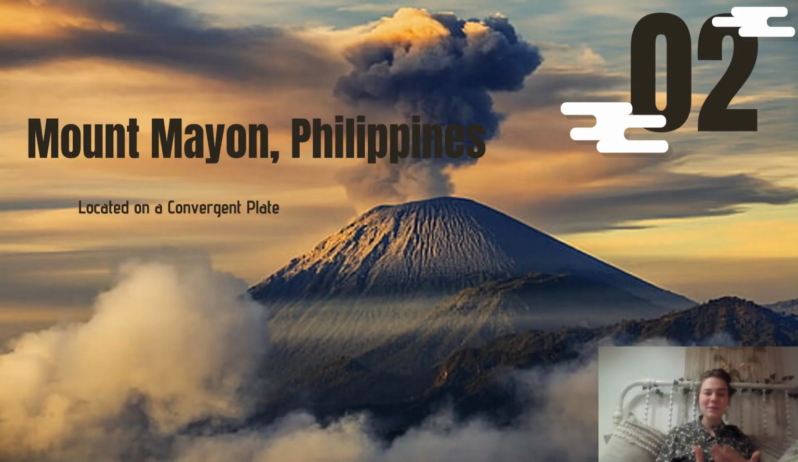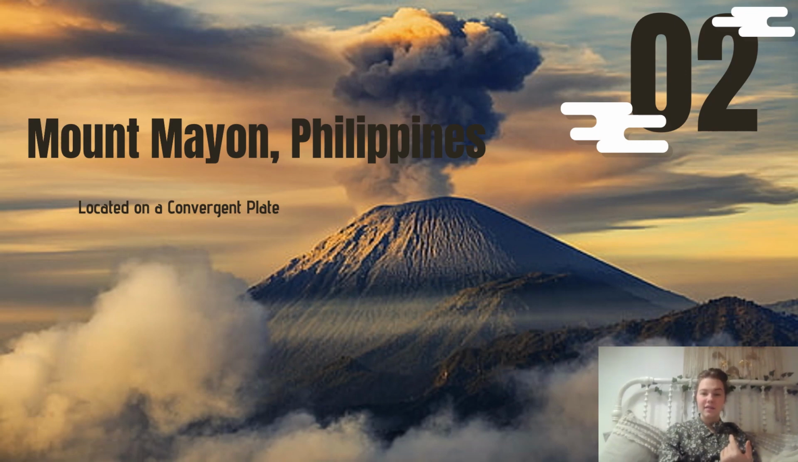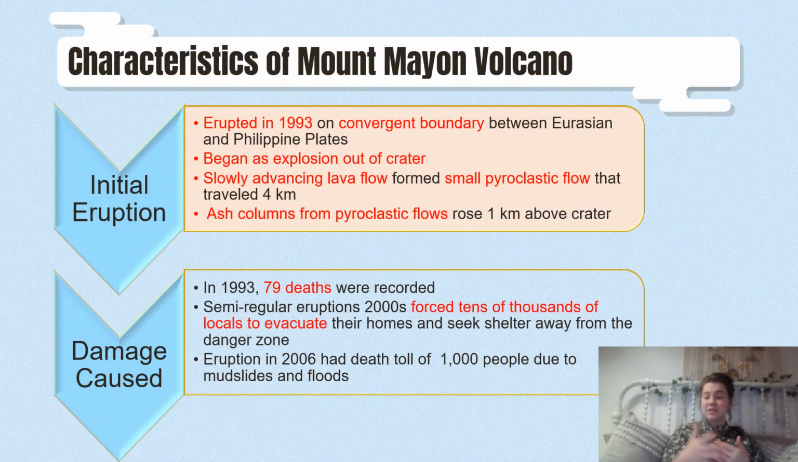Moving on to our next location, we have Mount Mayon, and this is located in the Philippines, and it's also a convergent plate boundary. This mountain erupted in 1993, and there was an explosion from a crater. The lava was slow moving, and there were small pyroclastic flows. As far as casualties, there were 79 deaths, and 10,000 people were forced out of their homes.